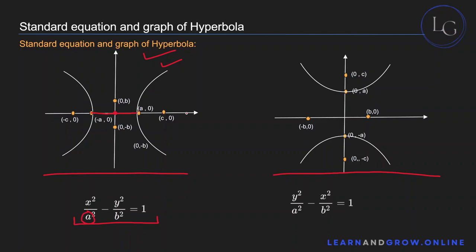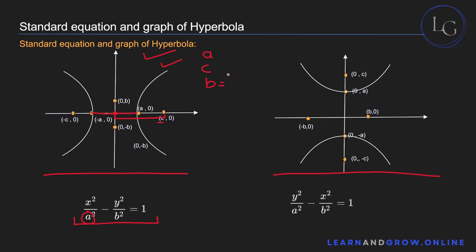Now, this C over here is basically just the distance from the center to the foci. The focus. Foci is plural. The focus, any one of these foci. And basically, A, again, is the distance from the center to the vertex. C is the distance from the center to the focus.